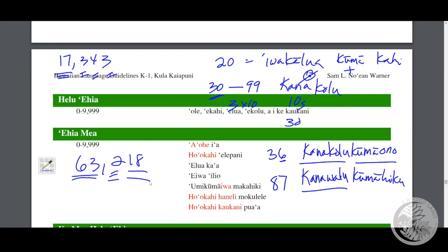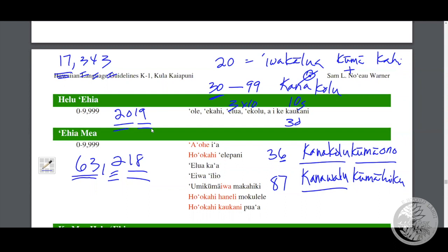Now, what about dates? Well, let's look at some dates. If I wanted to look at the date right now, the year 2019. That's what we say in English, 2019. I could say 2000, elua kaukani 19, umi kumaiva. I kamakahiki elua kaukani umi kumaiva. I could say 2019, and that works too. I kamakahiki iva kalua umi kumaiva. That works too, just like in English.